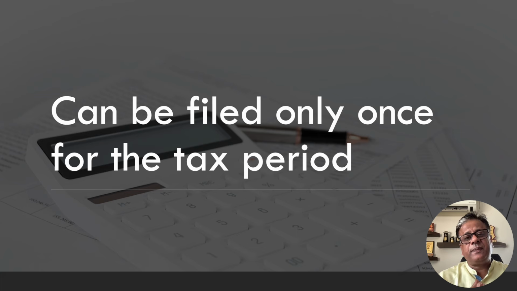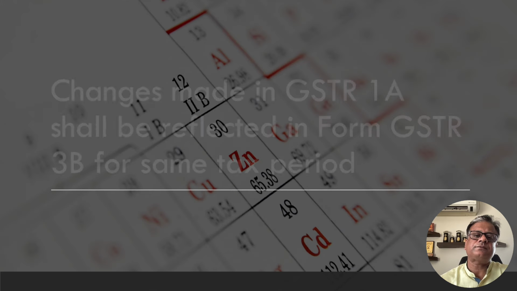Please keep in mind, the mistake you have committed in GSTR 1 can be rectified only once in the tax period in GSTR 1A. So if you find one mistake and file GSTR 1A for that tax period, and later on you find one more error, you cannot file GSTR 1A again. Only once for each tax period GSTR 1A can be filed.